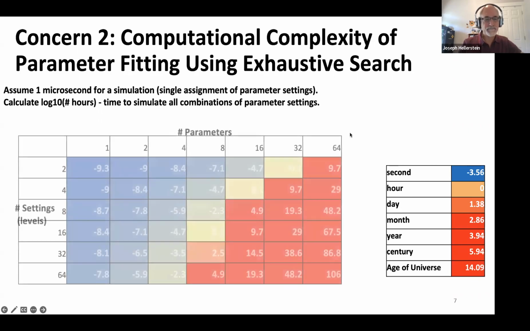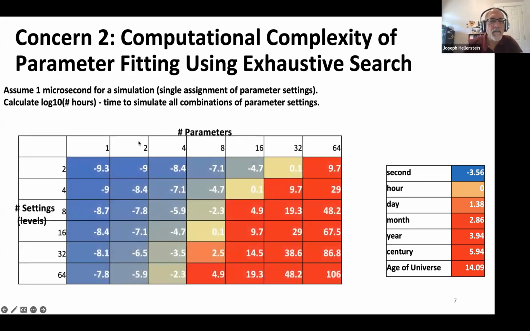Okay, so here's what we got. Let me explain this graph. We've got the number of parameters across the top; these are the columns. With more parameters, we have a larger space to search. And over here, along the rows, we have the number of settings. We're considering 2 values for the parameters, 4, 8, 16, and so on, up to 64. The first observation is that with the Jenner-Wolf model, we're somewhere over here. That's about where we are.